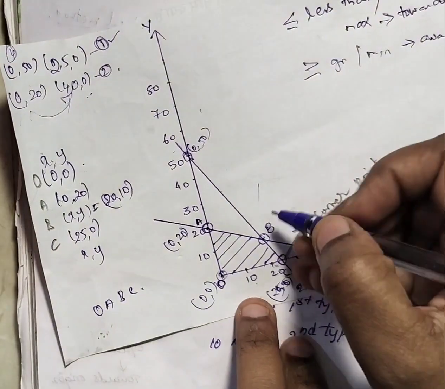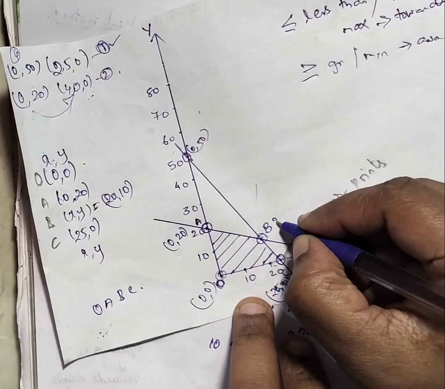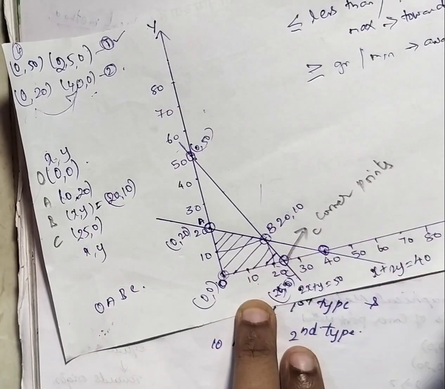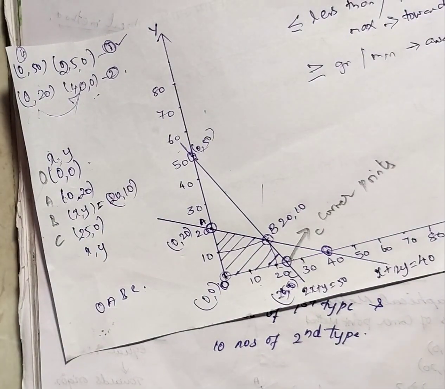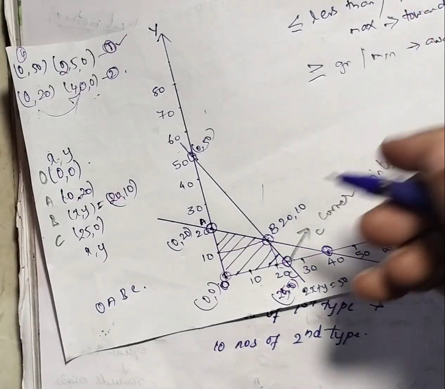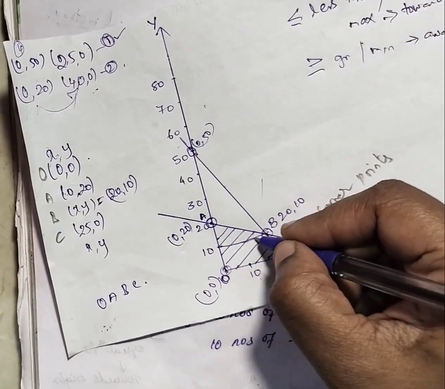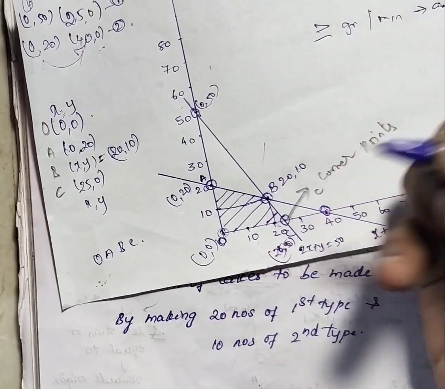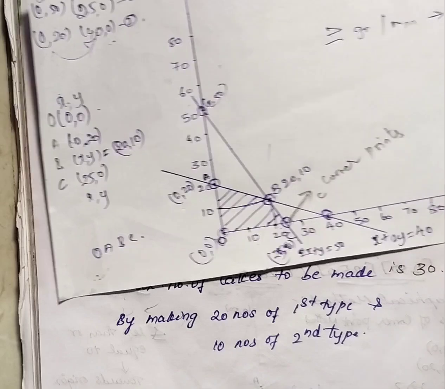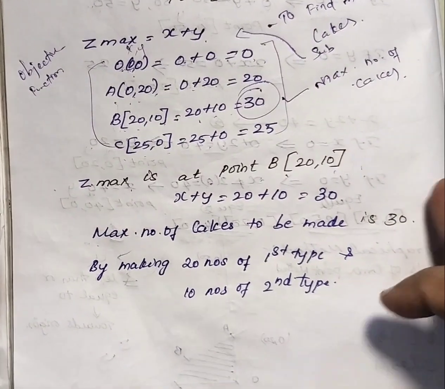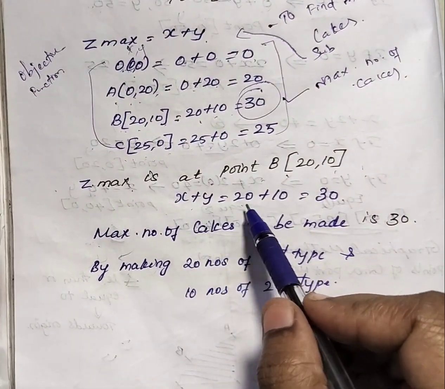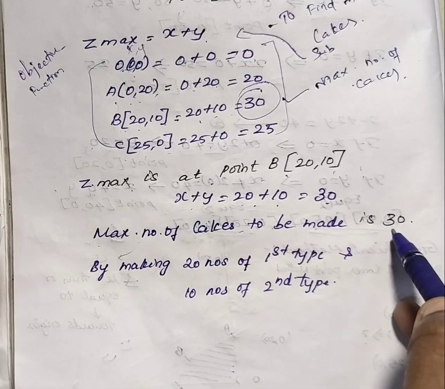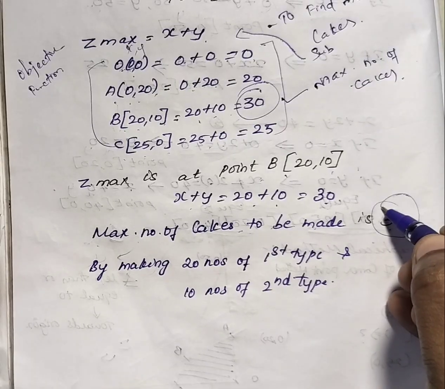We can also find this through the graph, but for an accurate value we solve the equations. In this point we are getting the maximum number of cakes. So x + y = 20 + 10, which is equal to 30. The maximum number of cakes to be made is 30.